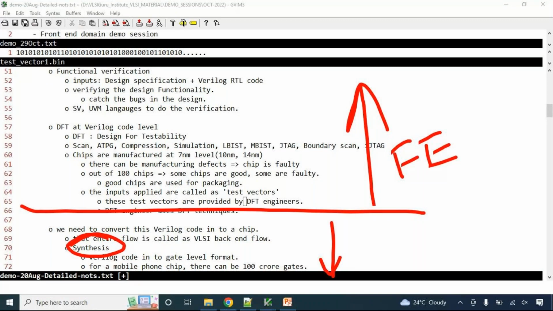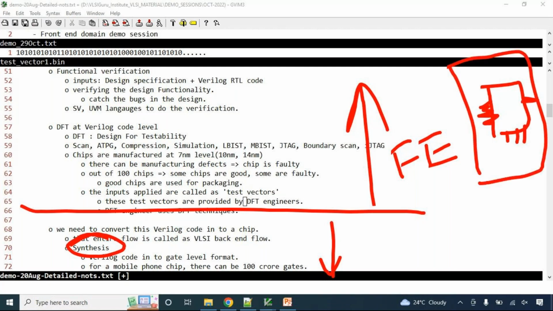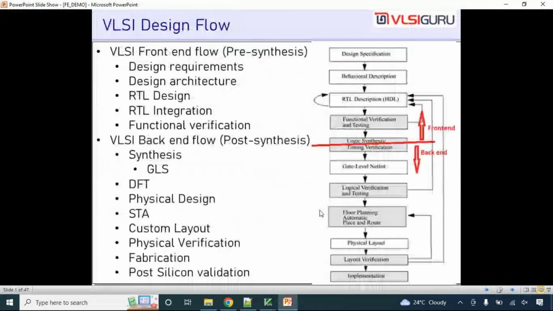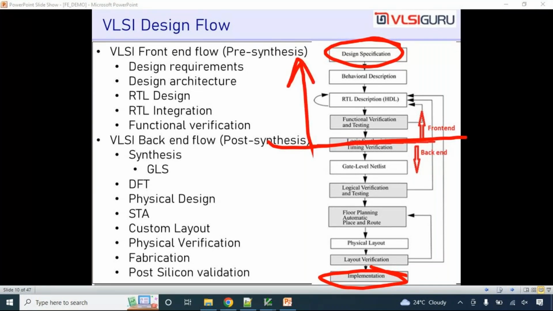What is meant by packaging? You put it onto a motherboard, you do the soldering, then you get the mobile phone. That becomes packaging. That whole process is called backend. Is it clear to everyone? Okay. Now, why this understanding is important: looking at it as a diagram, it started from specification till you do packaging finally. Till logic synthesis, everything is called front end. From synthesis, everything is called backend.